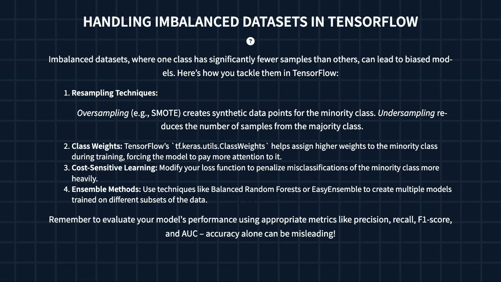We can use techniques like oversampling, creating artificial examples for the minority class, or undersampling, reducing the number of instances in the majority class. Another option is assigning different weights during training, making the model focus more on those rarer cases. And sometimes, ensemble methods are helpful too, building multiple models to give a more balanced perspective. Most importantly, don't just rely on accuracy. Use metrics like precision and recall to really understand how well your model is performing for all classes.